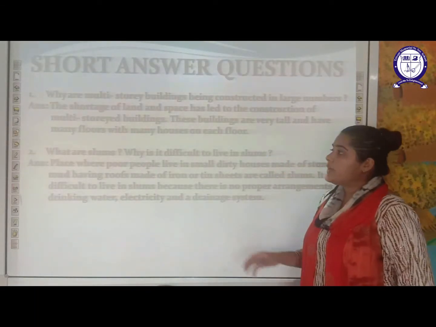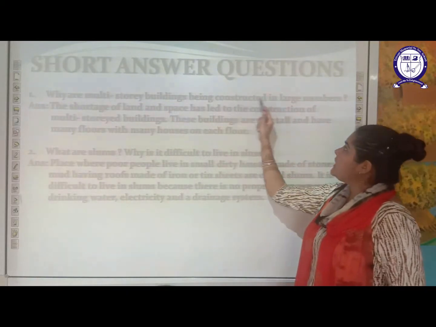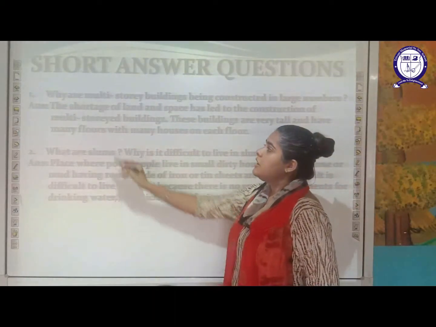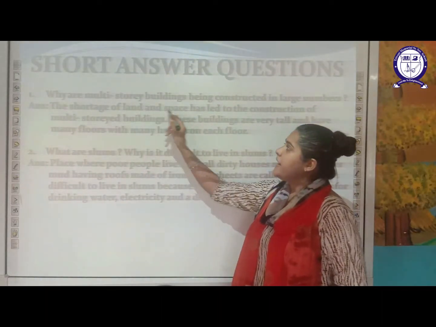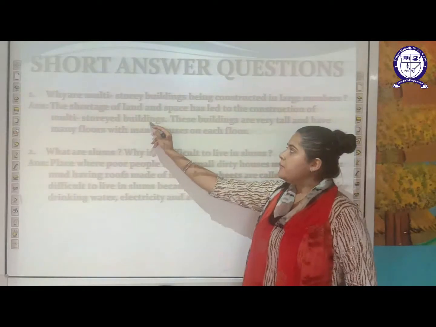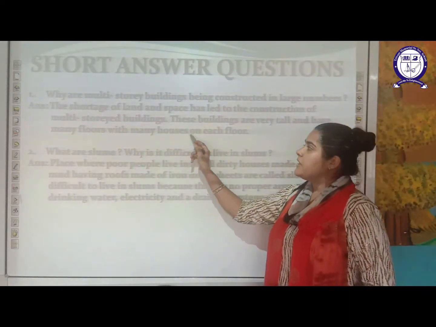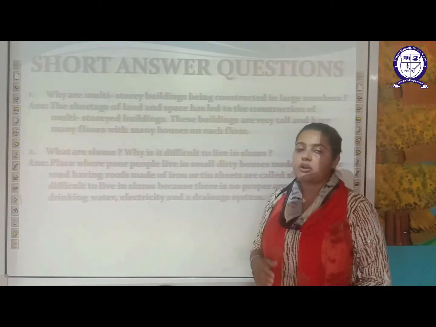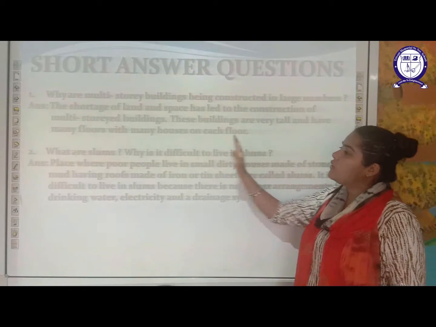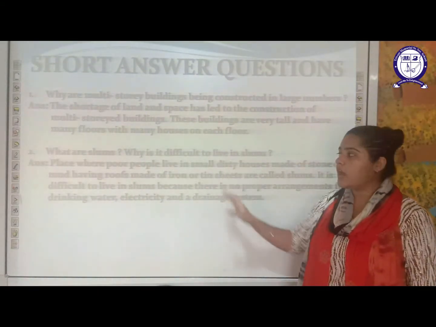Next is your short answer type of question. First of all, why are multi-story buildings being constructed in large numbers? So why are these buildings being constructed? Because there is a shortage of land and space, it has led to the construction of multi-story buildings. These buildings are very tall and have many floors with many houses on each floor. Because of that, they are very tall and on each floor there are a large number of houses, which are called flats or apartments.